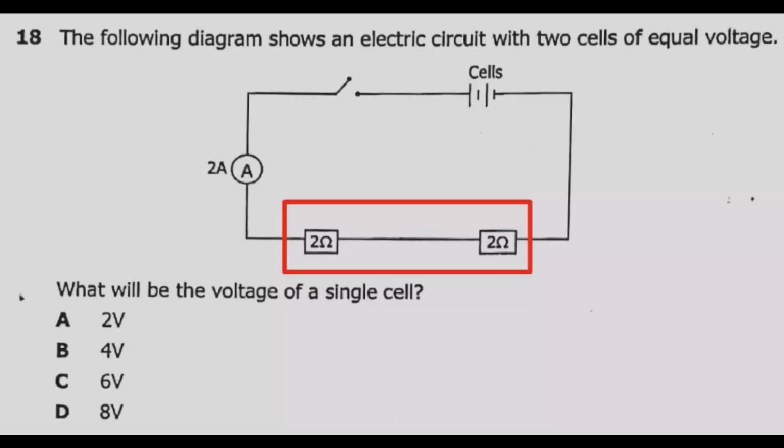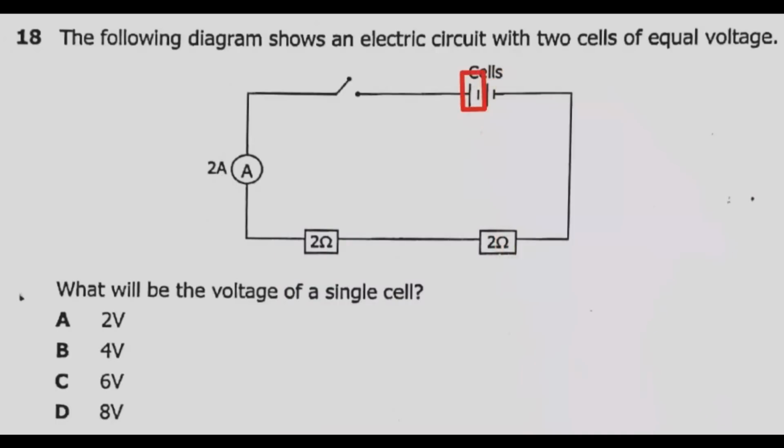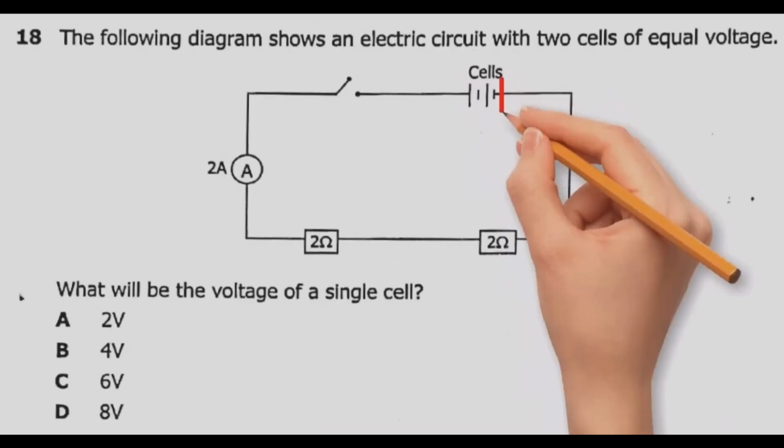Okay, once you've done that, then the actual thing you do is now go to the actual question, which is, what will be the voltage of the single cell? Okay, so there are 2 cells there. So what we need to do is find first the entire voltage in the circuit.